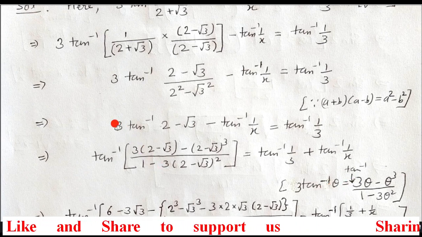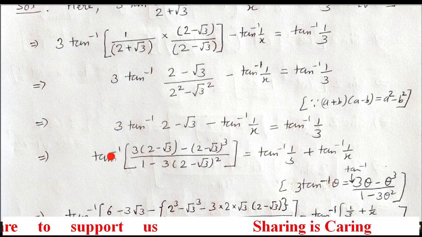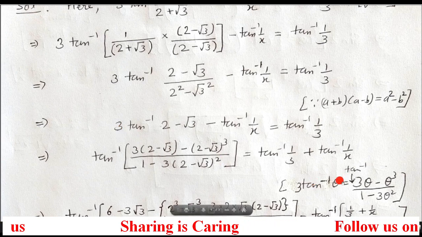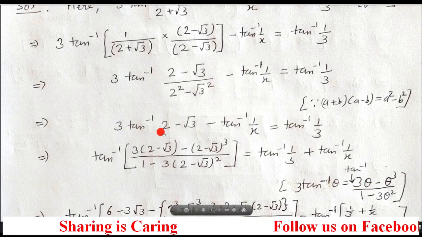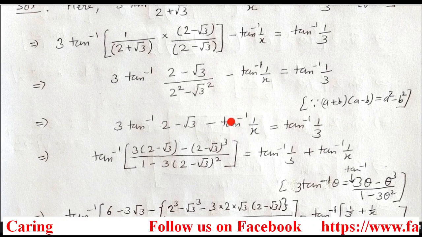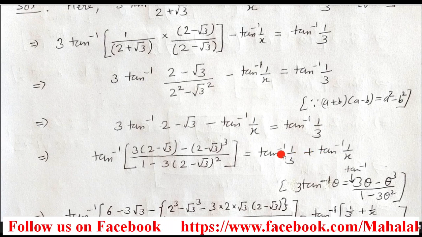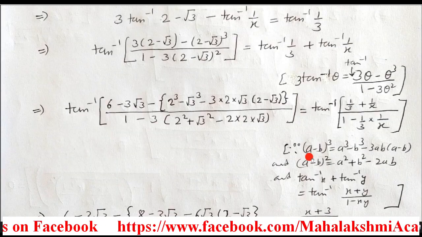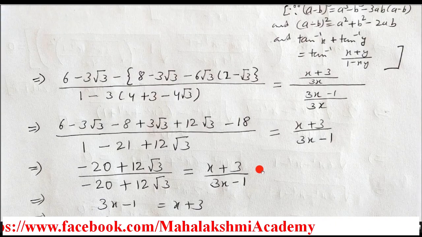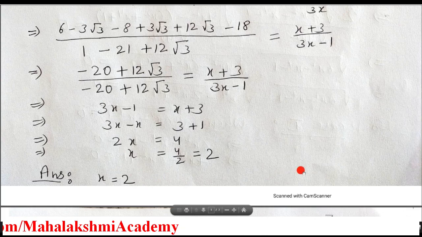Because of this 3 we are not able to remove tan inverse from both the sides. So first we should remove this 3 by using this formula, and in this term use the formula, while on the other side shift this minus tan inverse x to the other side and use the formula of tan inverse x and y. Then after removing tan from both the sides, simply open the brackets and do the simplification. That will give you the answer x is equal to 2.